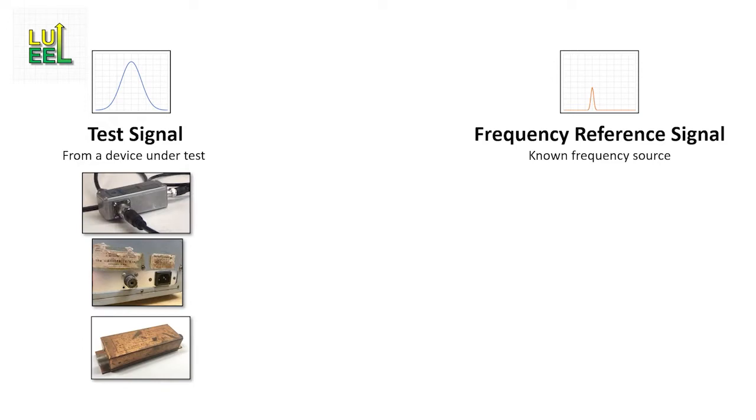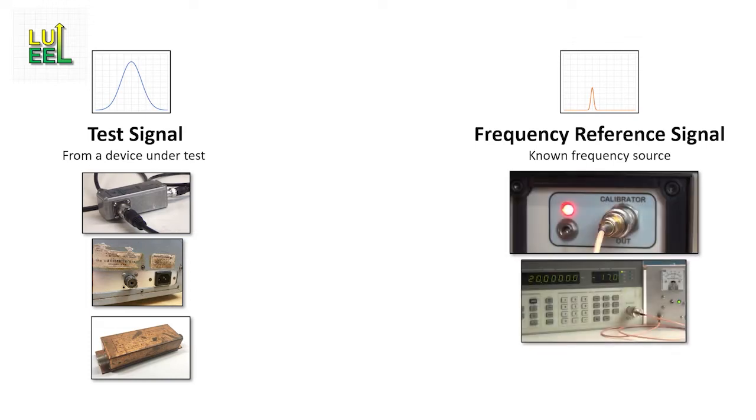A quick side note on terminology. For the rest of this episode, I'll be referring to the signal that comes from my test device as the test signal. The test device could be a low power transmitter, my RF power tap on a high power transmitter, the output of a filter, and so on. Likewise, I'll be referring to the signal coming from a crystal calibrator or a signal generator as the frequency reference signal. That's the signal that's predominantly at a single known frequency, ignoring harmonics.